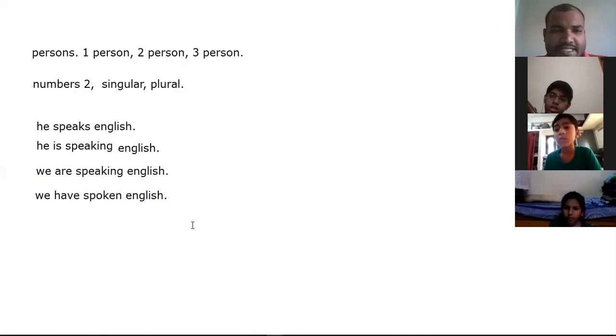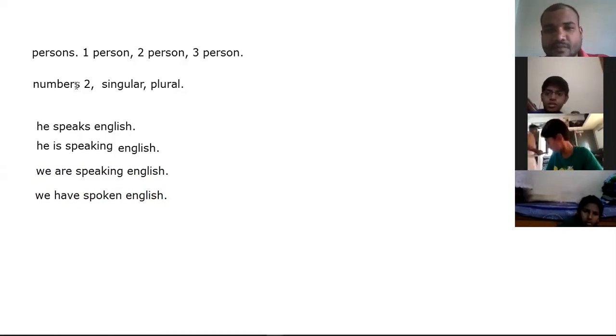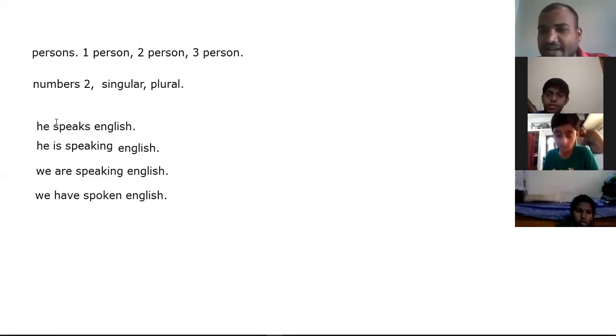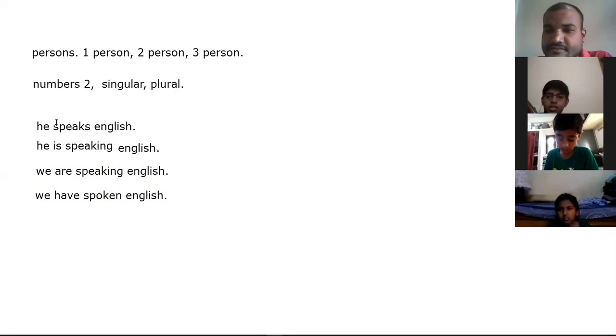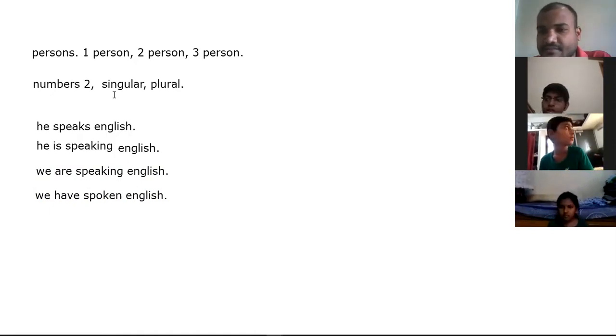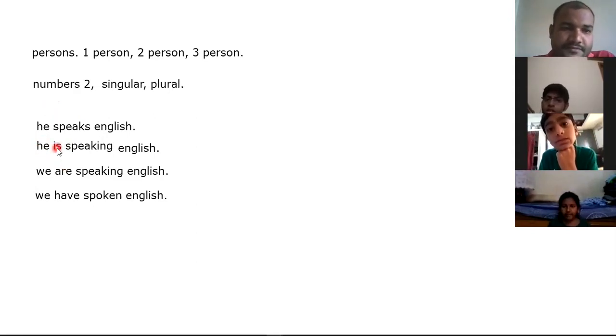If you observe all these examples, you will be able to identify a topic which is related to person and numbers. What would be the topic? Do you have any idea? Yesterday we discussed a topic on persons and numbers. If you observe these examples, you will be able to identify another topic which is really important and related to yesterday's topic.